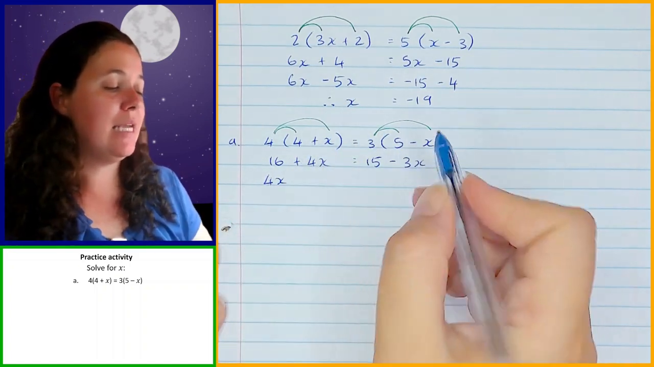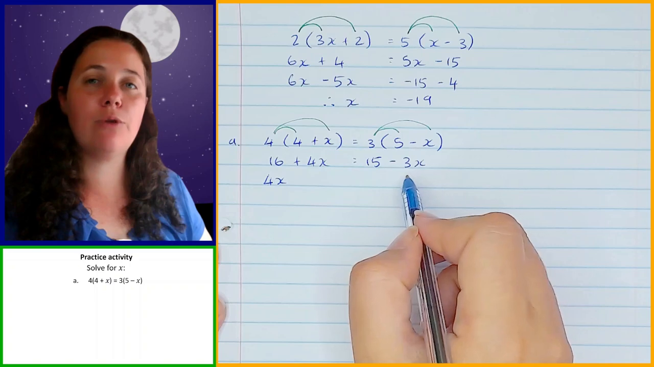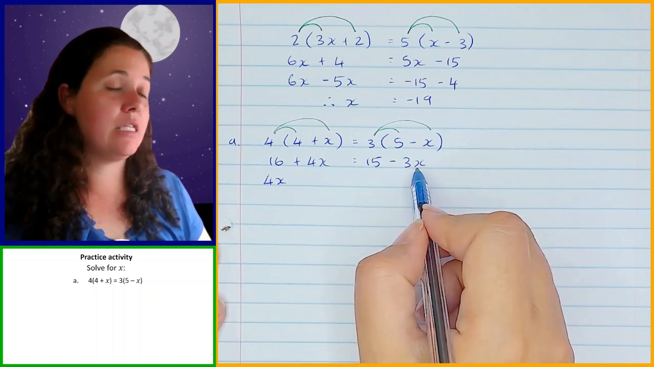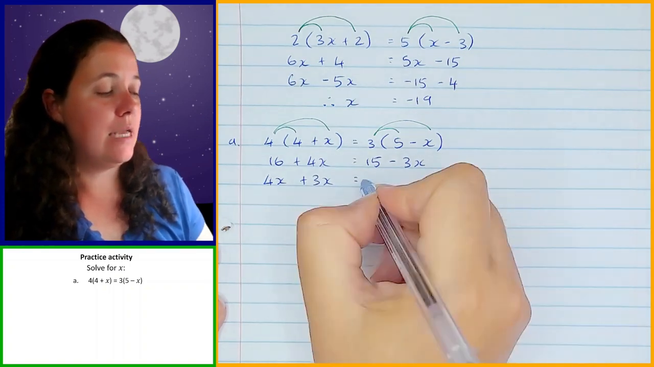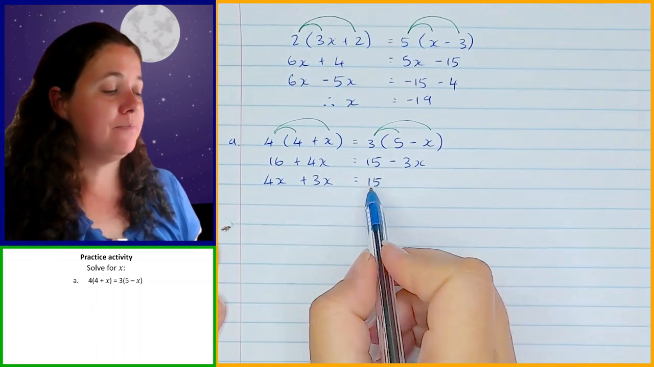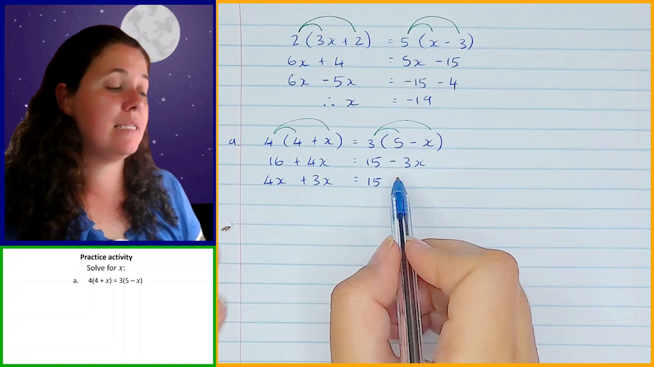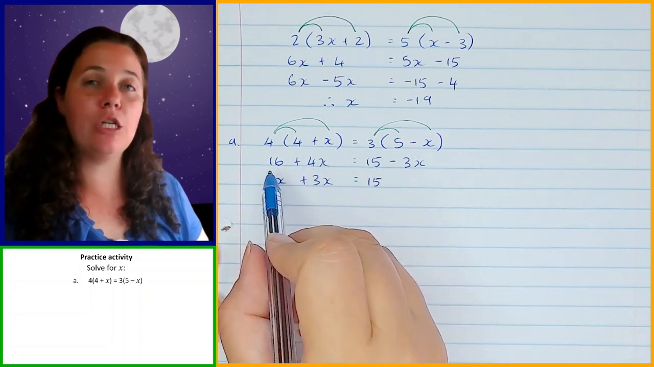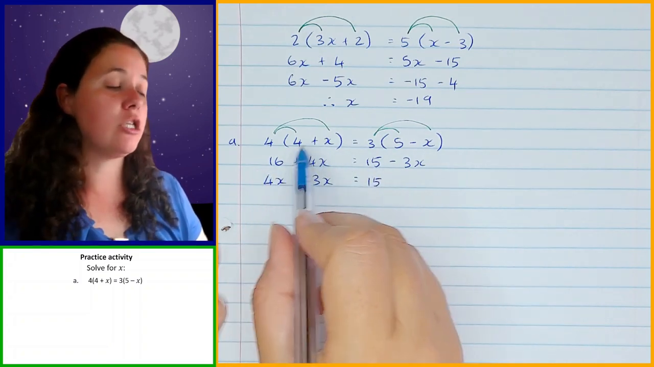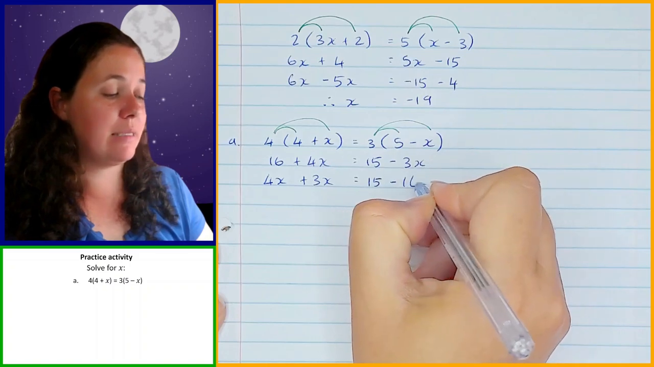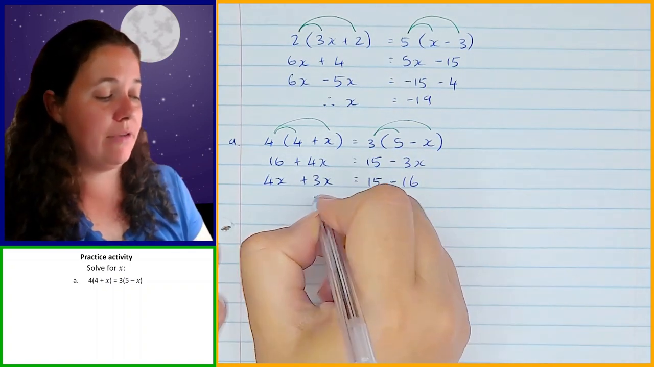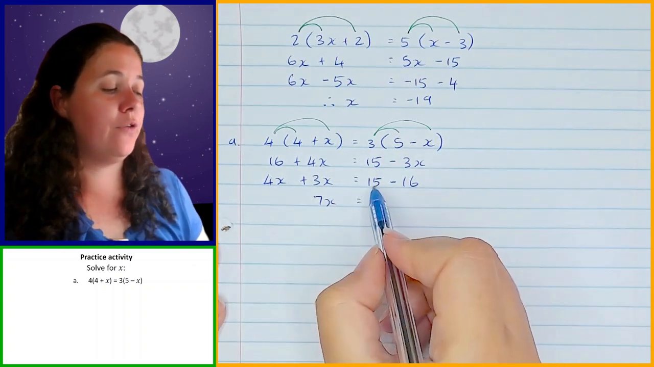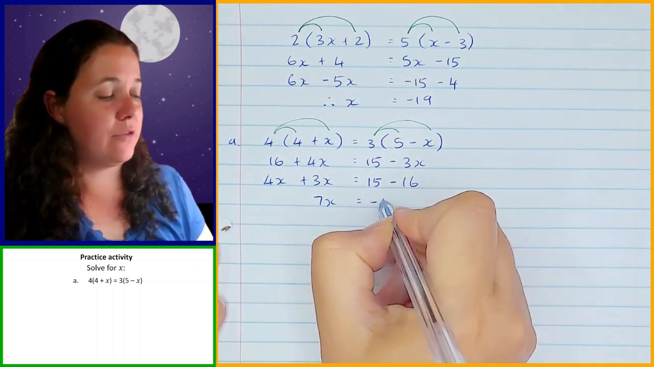So I look at my right, and I need to get rid of the minus 3x over there by adding 3x. So I must do that on both sides. So plus 3x equals. On the right-hand side, I've got 15. There are no other constants yet, but I need to get rid of the 16 over here. So I'm going to subtract 16. I must do that on both sides, so I'll subtract 16 over there as well. So now I have 4x plus 3x is 7x equal to 15 minus 16, which is negative 1.